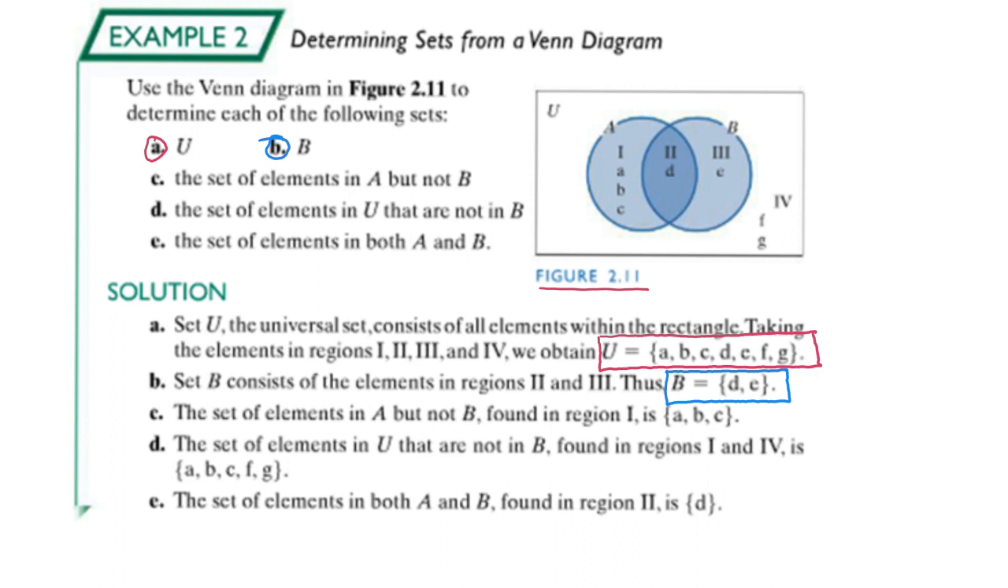Next, we're going to look at the set of elements in A, but not B. In A, but not B. So that means we're just looking at region 1. And region 1, in this case, is just going to be A, B, C. So that's region 1 once again. In A, but not B.